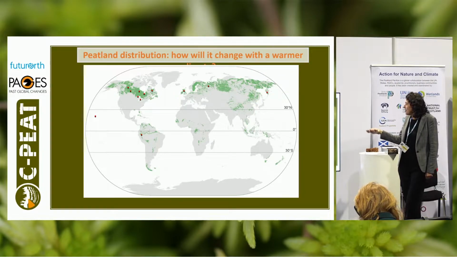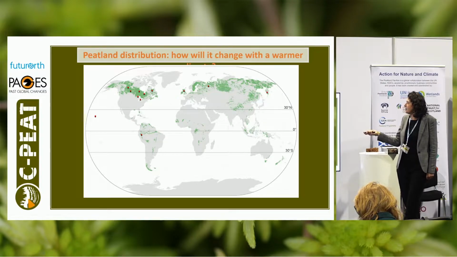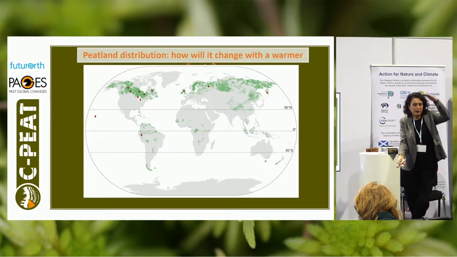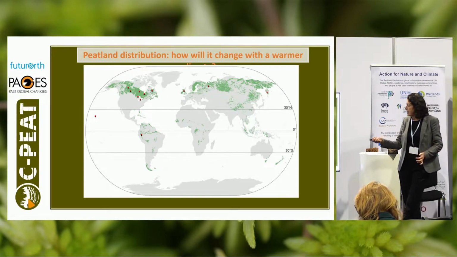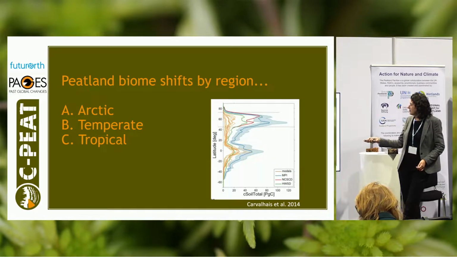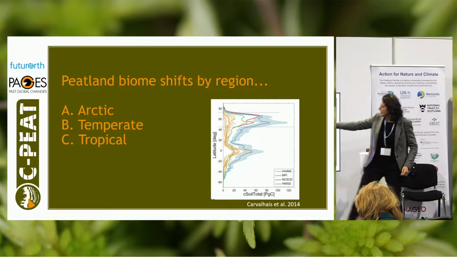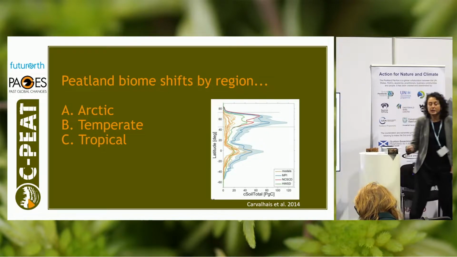So the other question that we are interested in is knowing how peatland distribution might change, because we know something about the vertical distribution, but what happens with the extent? And so I'm going to talk to you a little bit about how we think these 3 regions might change in the future.